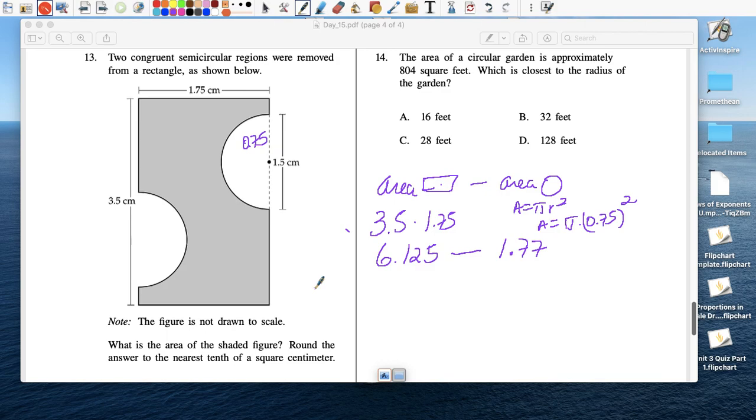Subtract those two, 6.125 minus 1.77, and we have that the leftover area is 4.355. I don't know what they're rounding it to, so rounded to the tenths, this is 4.4. So the final answer would be B, 4.4 square centimeters.